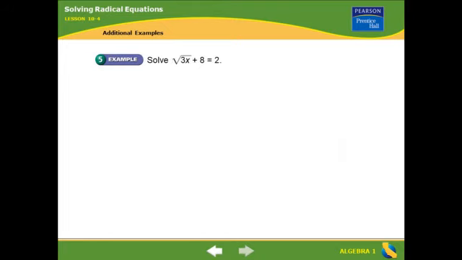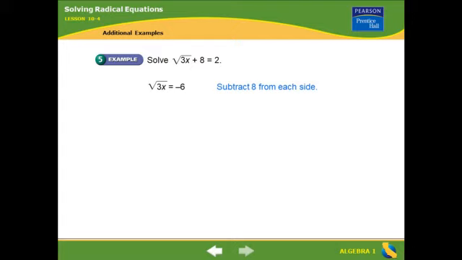Another example. The square root of 3x plus 8 equals 2. So the first thing that we're going to examine from the radical equation is, is the radical symbol being isolated already? So in this case, it is not. So to isolate that one, we are going to subtract both sides by 8. So doing that one, we will come up with the square root of 3x plus 8 minus 8, that is 0. So we will have square root of 3x equals 2 minus 8, that is negative 6.